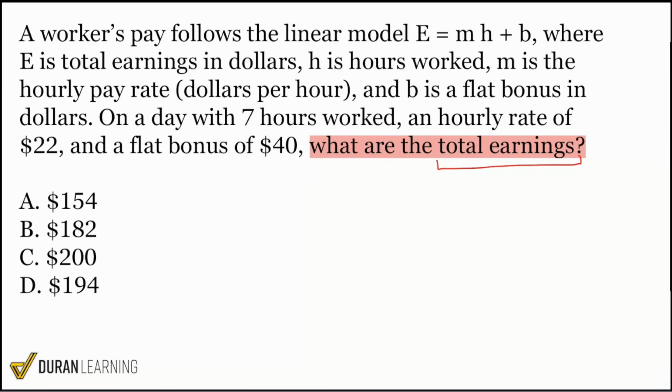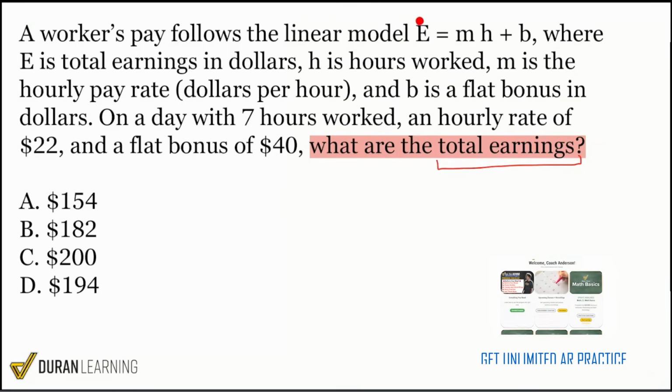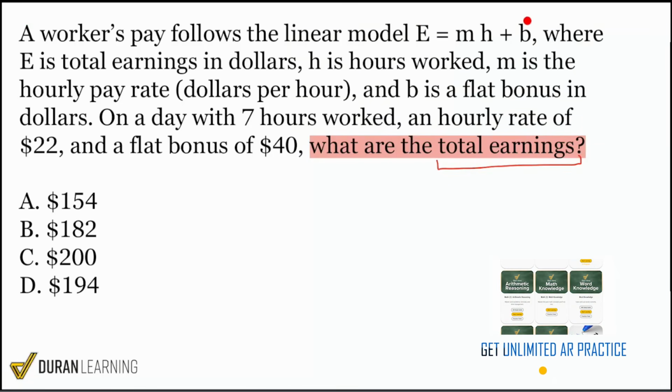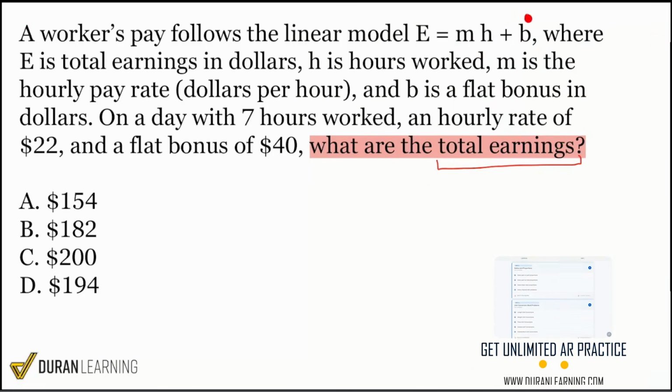So with that in my head now, everyone, I'm going to start reading through the information. And as soon as I see a connection to that goal, I'm going to make sure I call it out. Watch. Here we go. A worker's pay follows the linear model E equals MH plus B. Again, even if that didn't make sense when you read it at first, don't worry, it will.